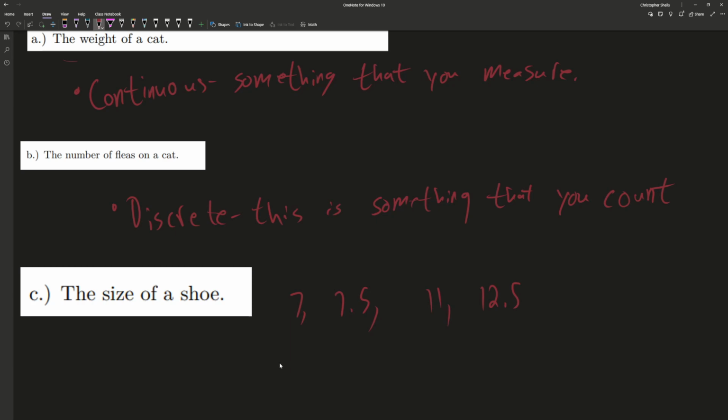You can't buy a size 11.793 shoe. You can't buy a shoe of this size. So as a result, this is discrete. Again, this is because shoe sizes can only be certain values.